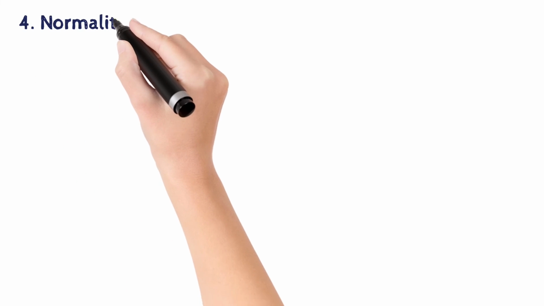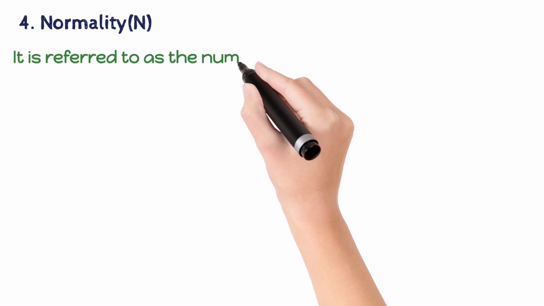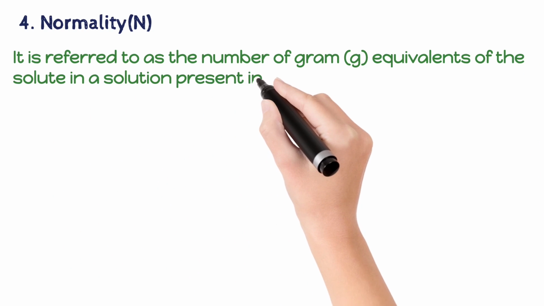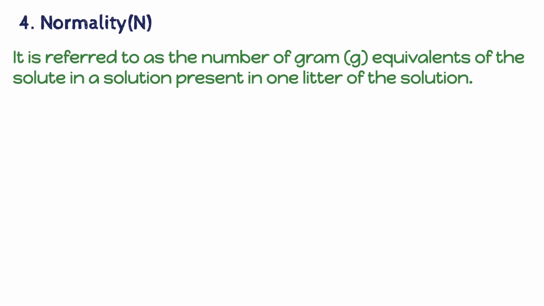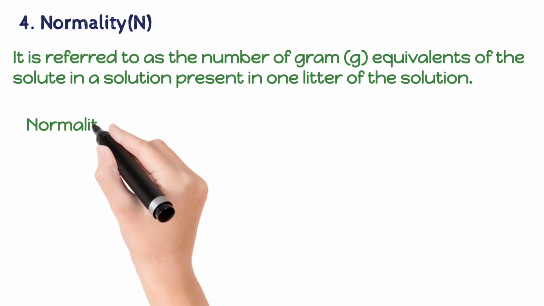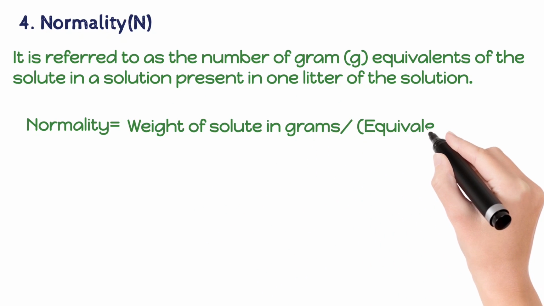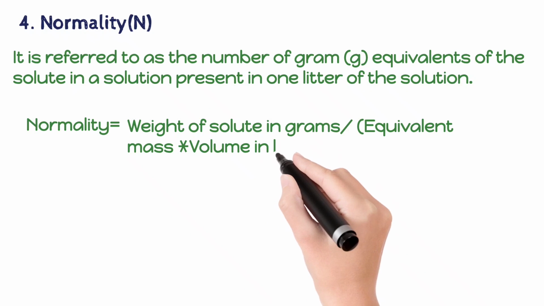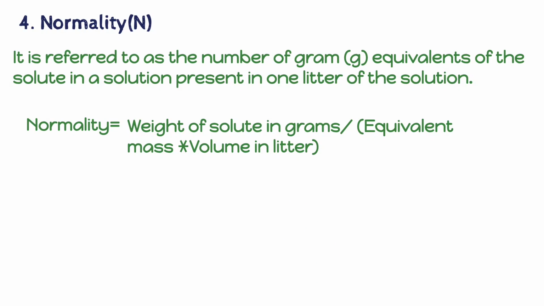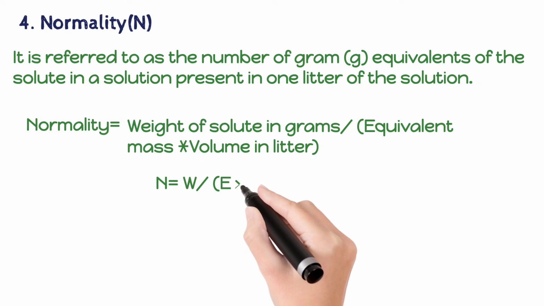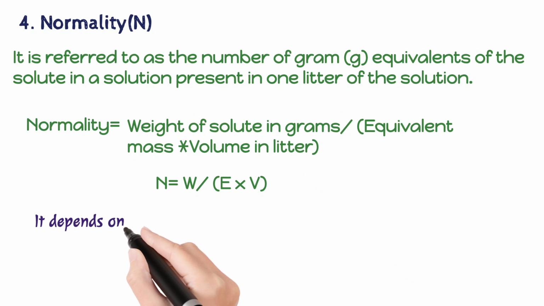Now, what is normality? It is the number of gram equivalents of the solute present in 1 liter of the solution. Normality equals weight of solute in grams divided by equivalent mass into volume in liters. It is clearly understood that N equals W by E into V, and it depends on temperature.